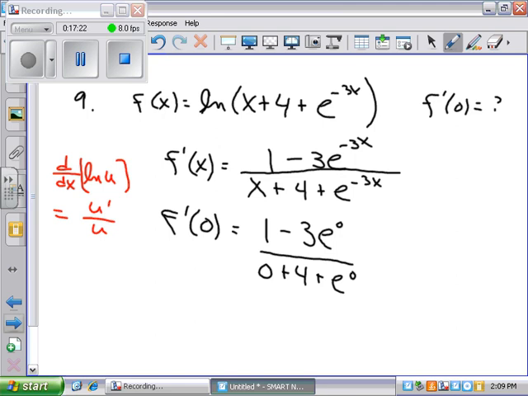All right, so e to the 0 is just 1. So did you guys finally get an answer? Negative 2/5, which is choice A.